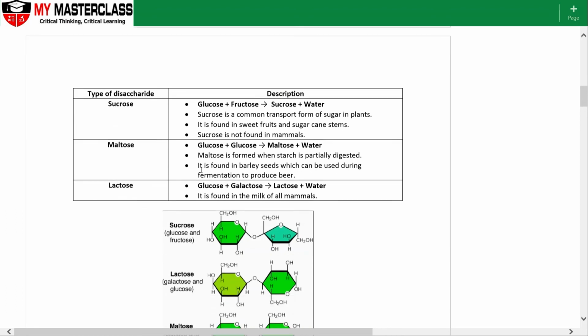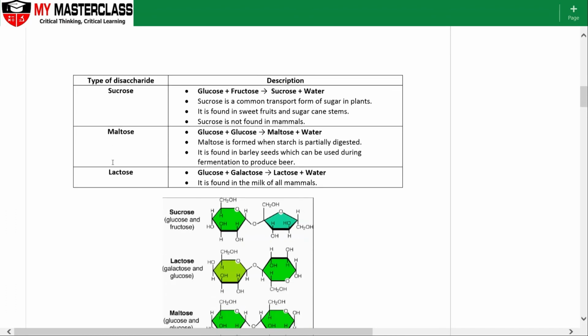Okay, so types of disaccharides, I have got three different kinds. You can see that it comprises any two of the monosaccharides here. So we have taken a look at glucose and glucose, which will give me maltose. Okay, now glucose and fructose give you sucrose.